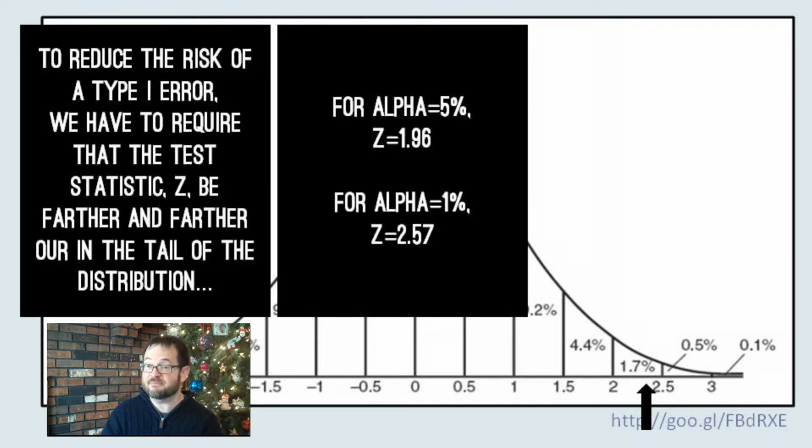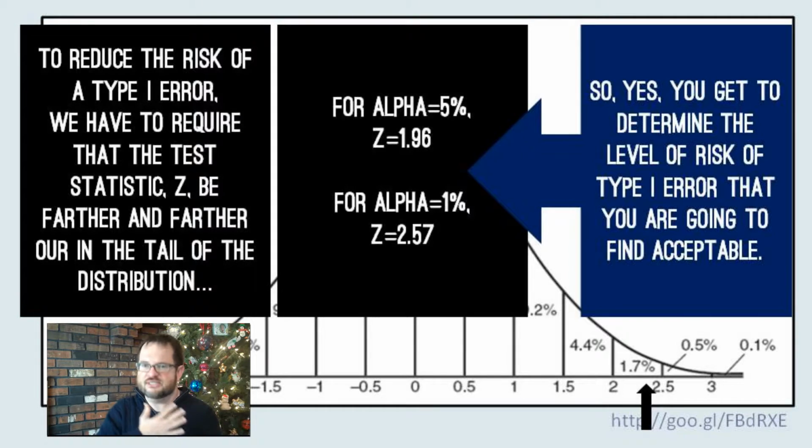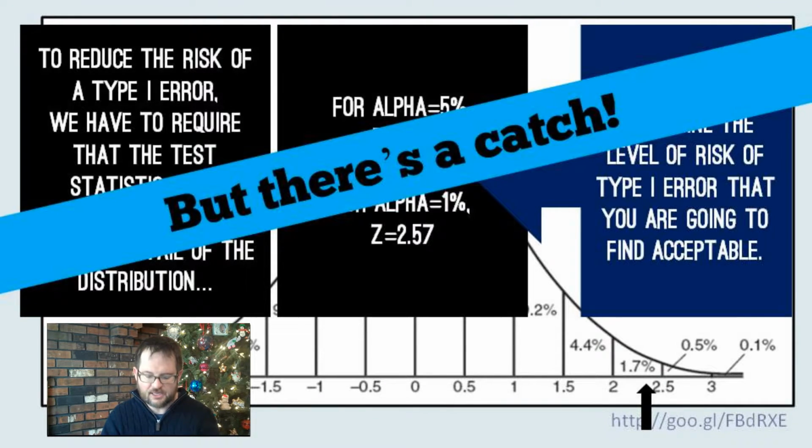Or if you're willing only to accept a 1% chance that you are going to wrongly reject the null hypothesis and accept the alternative hypothesis, then you've got to go way out there to z equals 2.57 in order to say, okay, at a 99% confidence level, I can reject the null hypothesis and accept the alternative hypothesis. So yeah, we're in control of alpha. Alpha is something that the scientist or the engineer or the scholar gets to pick for himself or herself. We get to decide what level of risk for type 1 error we're willing to accept.